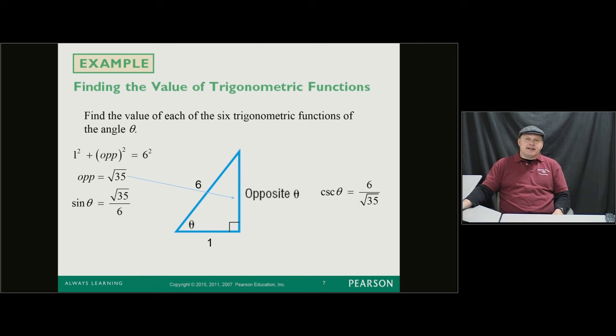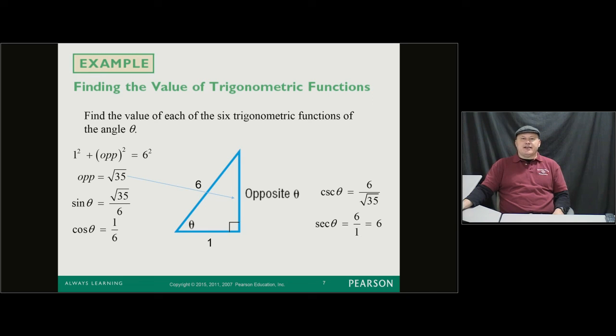So now what is cosine of theta? Well, it's couldn't answer his, so it's adjacent over hypotenuse. So it's 1/6. Now this is all in relationship to where theta is located. Since theta is located in the lower left part of the triangle, the adjacent side is 1. And that makes secant of theta the reciprocal, which is 6 over 1, which is 6.